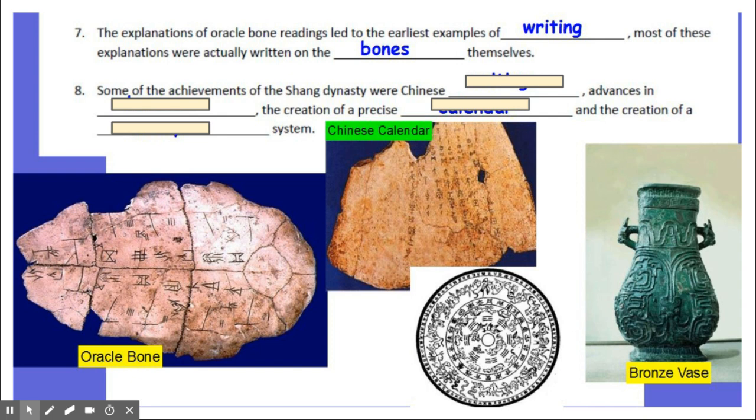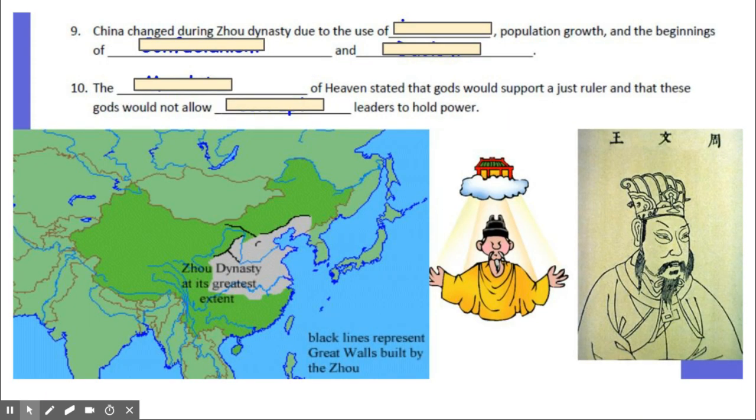And in number 8, some of the achievements of the Shang dynasty were that China's writing was able to be established. You had advances in bronze and the making of tools and weapons out of that. You had the creation of a precise calendar and the creation of a money system that all came about during this time period. And number 9, China changed during the Zhao dynasty due to the use of iron.